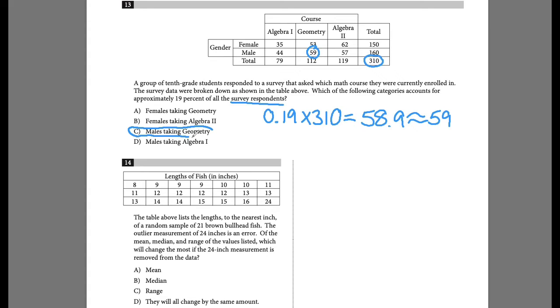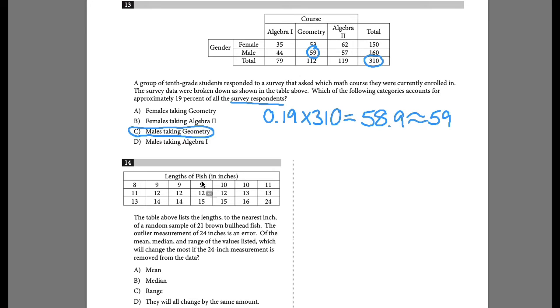choice C. Number 14. The table above lists the lengths to the nearest inch of a random sample of 21 brown bullhead fish. The outlier measurement of 24 inches is an error. Of the mean, median, and range of the values listed, which will change the most if the 24-inch measurement is removed from the data? If we look at the 3 different statistical measurements, they're giving us mean, median, and range.